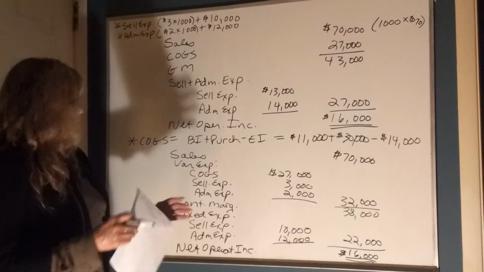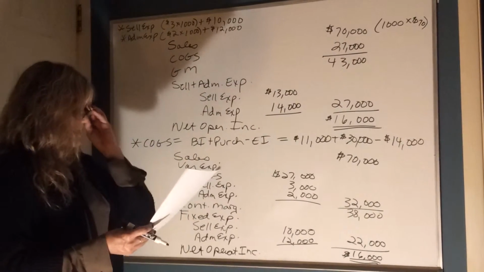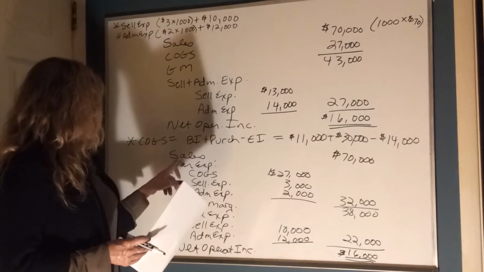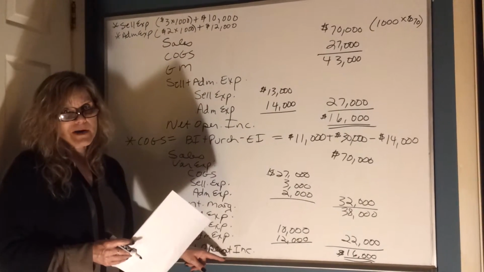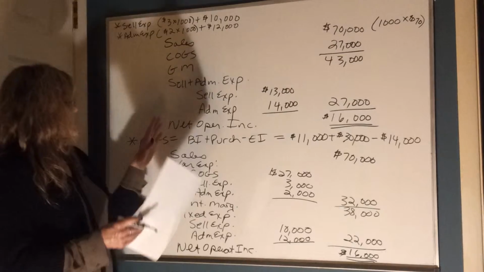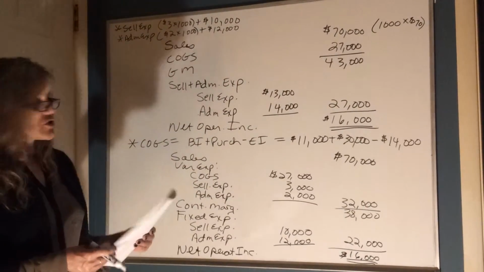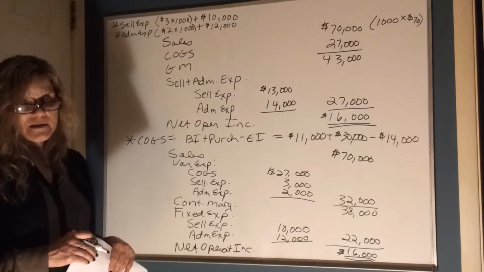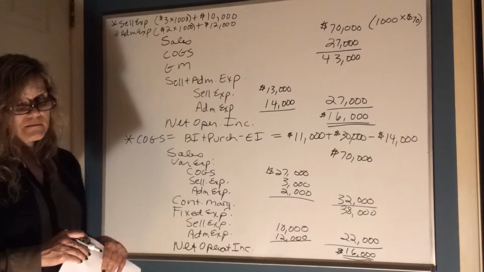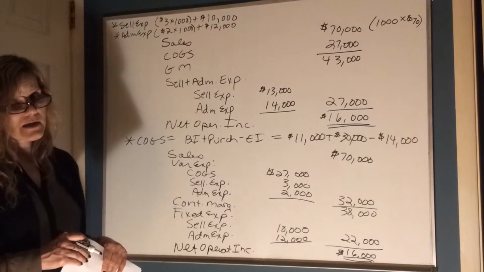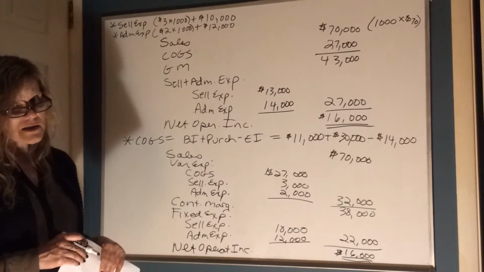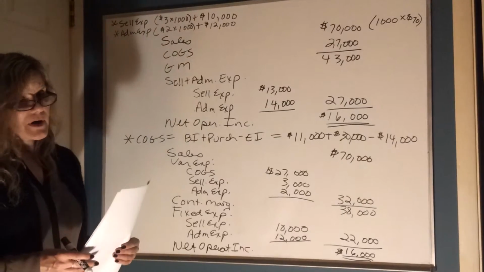Next, we want to do an income statement in the contribution format. Our sales will stay the same, and our net operating income will remain the same. It is the items in the middle that we change a bit. So, what the contribution margin format is sales minus variable costs gives us our contribution margin. We then subtract fixed costs to get our net operating income.